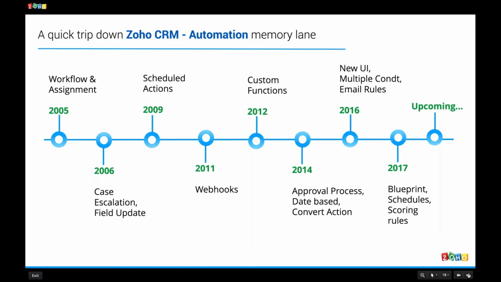And then in 2014, we introduced approval process and date-based workflows. Based upon the occurrence of the date, the workflow gets triggered. And then the convert action we introduced. In 2016, after about 10 long years of having the old UI, we revamped it, gave multiple conditions to the workflow, and introduced email rules.